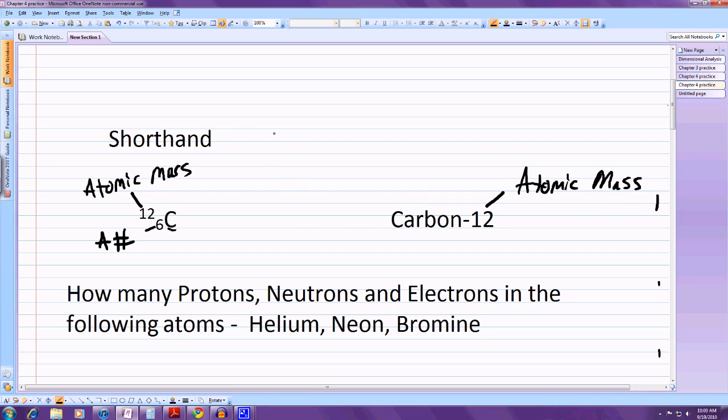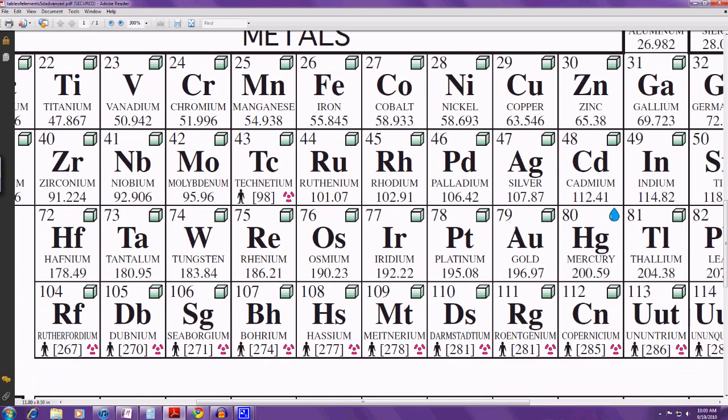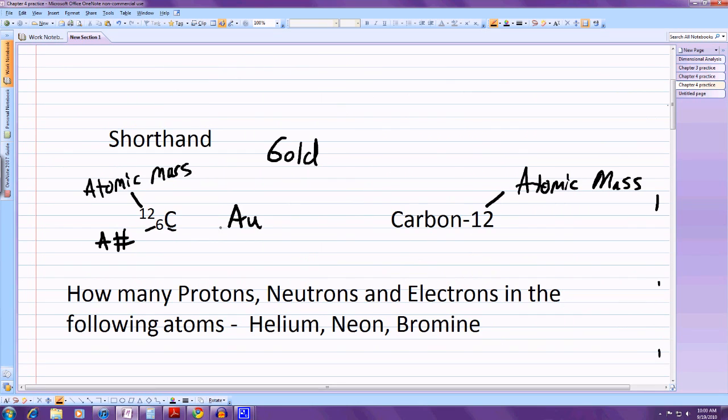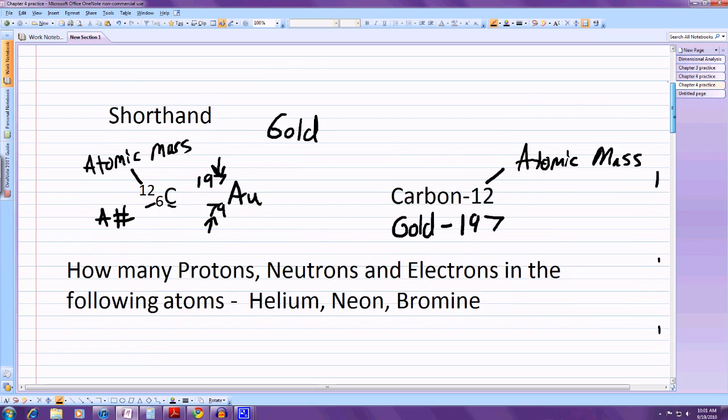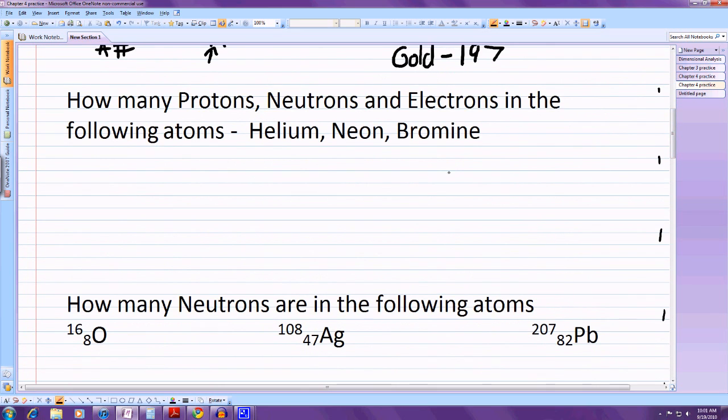If we were to write this for gold, gold's symbol is Au, and on our periodic table gold is right down here. It's 197 and 79. The 79 is our atomic number, and the 197 is our atomic mass. If we write gold this way, we write gold-197 to represent the atomic mass. Pretty easy, pretty straightforward.